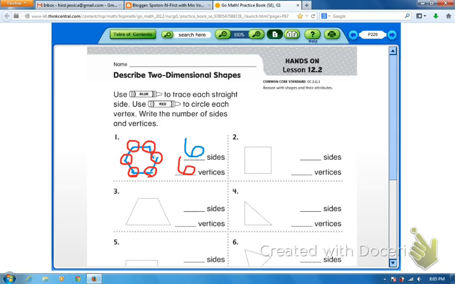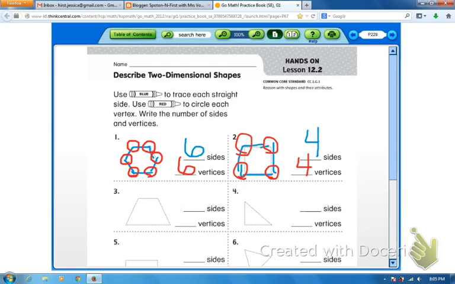So we're going to do the same thing on number 2, 3, 4, 5, and 6. So number 2 has 4 sides, or square. And it would also have, whoops, wrong color. And it would also have 4 vertices.